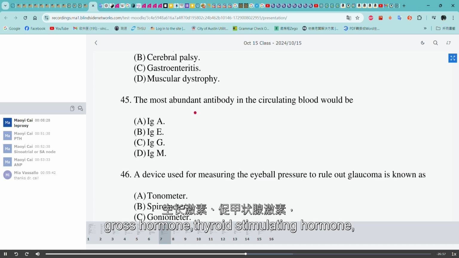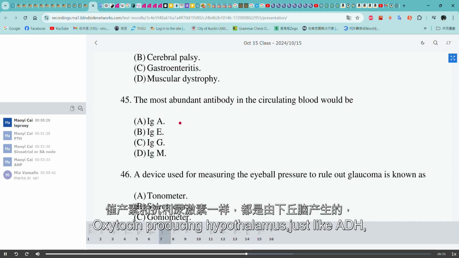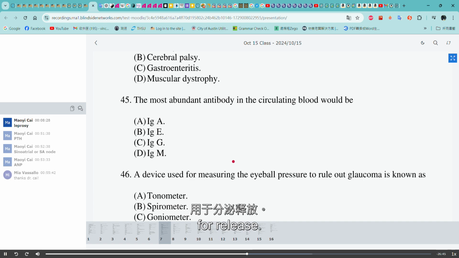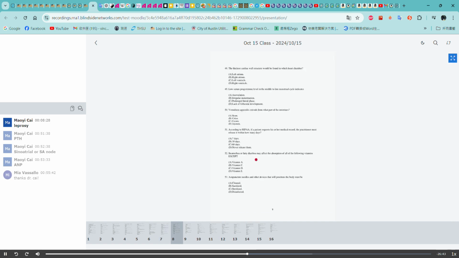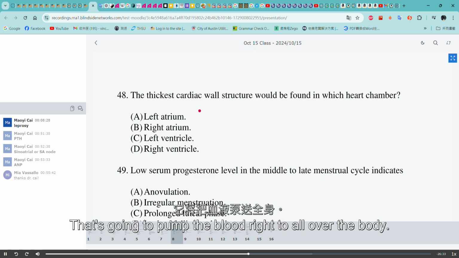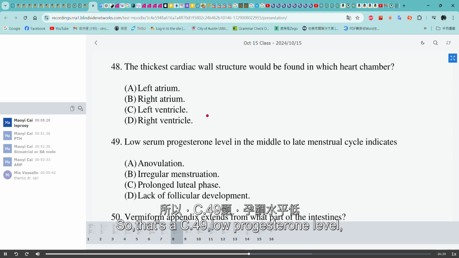Prolactin, yes. Growth hormone, thyroid stimulating hormone, yeah. Oxytocin is not. Oxytocin is produced in the hypothalamus, just like ADH, but goes to the posterior pituitary for release. Okay, for release. So B, 47. 48, thickest cardiac wall. You can think about this as well. It is the left ventricle. That's going to pump the blood to all over the body, right? So that's a C.